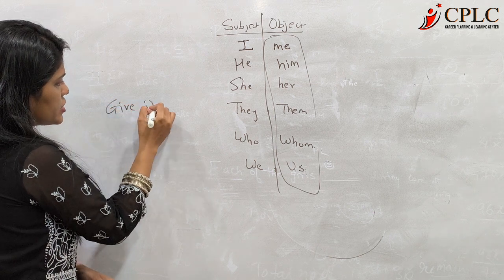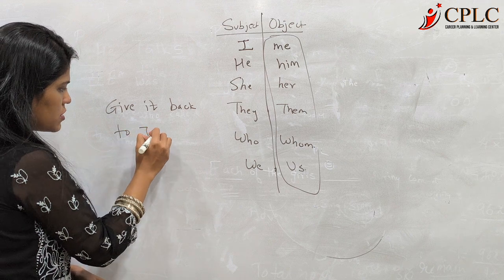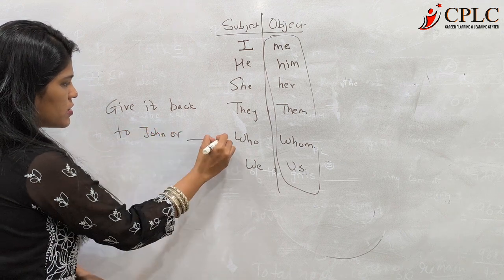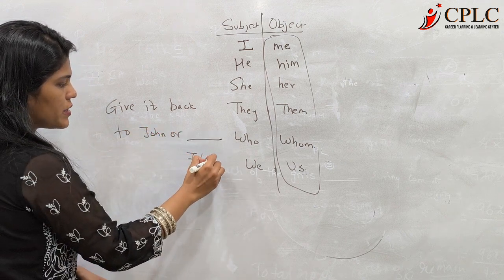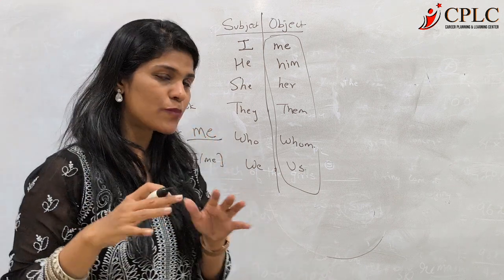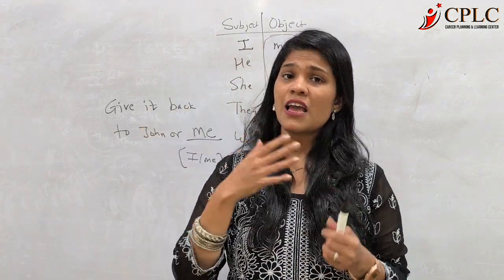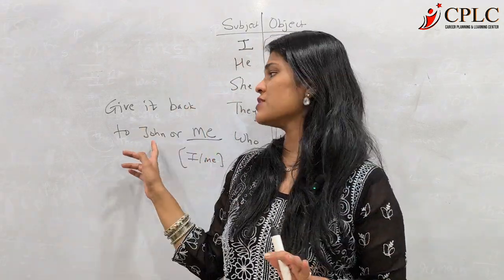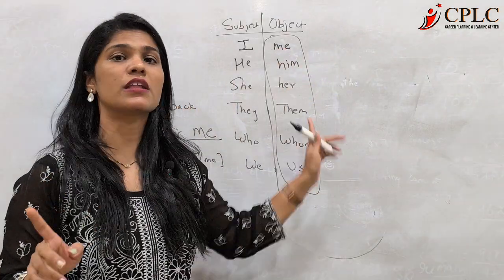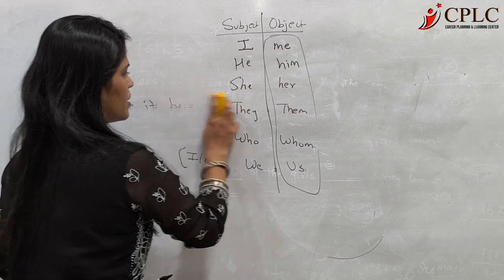Give it back to John, I or me? Me. Me. This is a passive voice example because I am not doing anything here. You are supposed to give it back to me. I am in the passive voice, so answer will be me because this is when an object is used. I hope this is very clear. Yes. Okay.